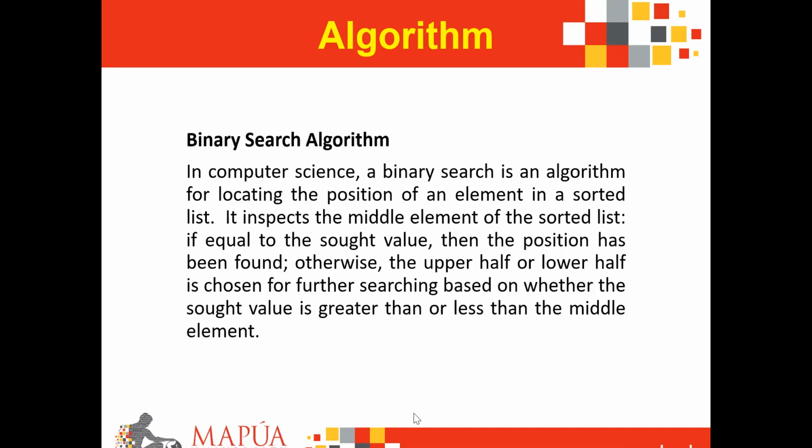The binary search algorithm this time is a more effective method in searching your corresponding list. It inspects the middlemost element of your given sorted list. If the corresponding sought value is equal to the middlemost value, then the item is found and the position is returned. Otherwise, the algorithm either looks at the upper half or lower half of your corresponding list, depending on whether your middlemost value turns out to be greater than or less than the sought value.